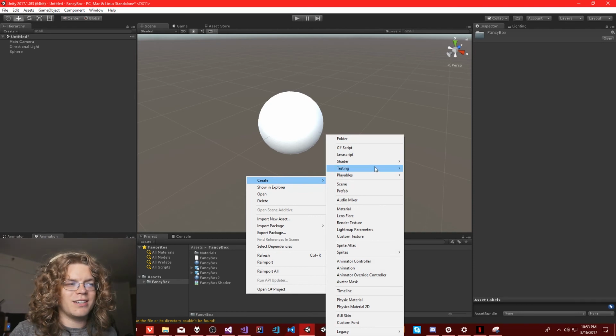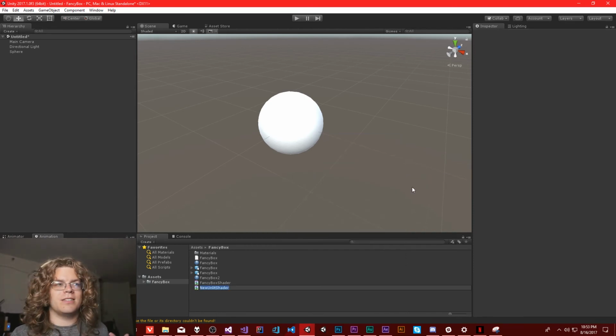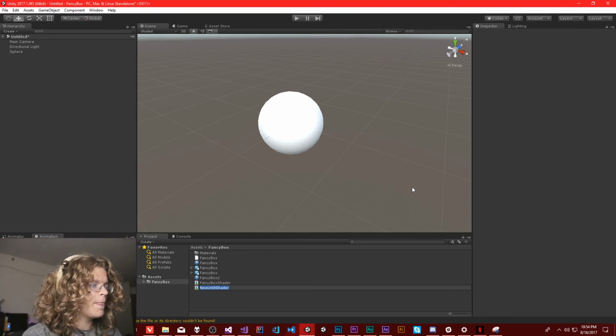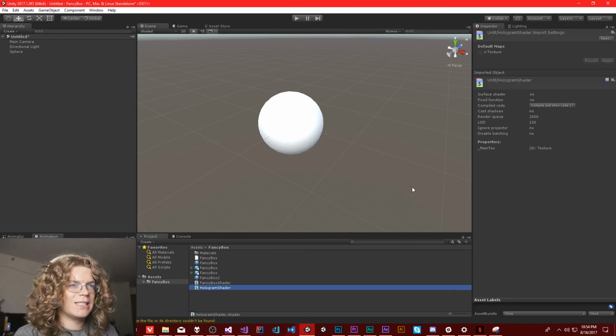So traditionally, holograms are just projections of light. So we're going to use an unlit shader because it's a light projection. So it's just light reflecting off of particles, so the light is already there. We can just give it the lighting. So I'm going to do a hologram shader.